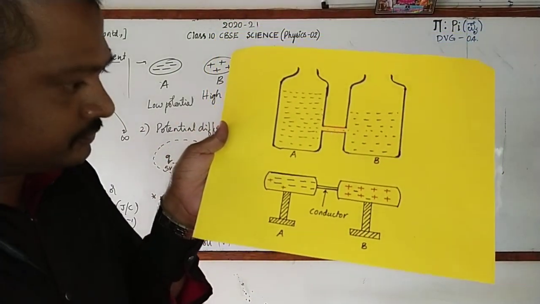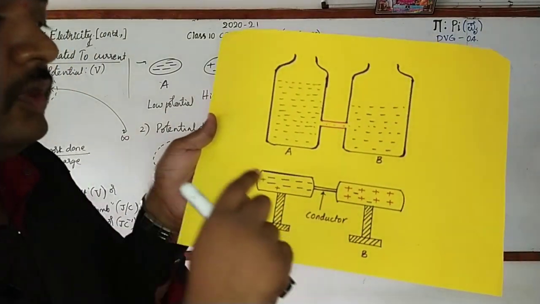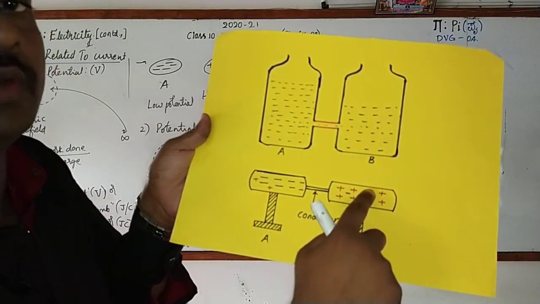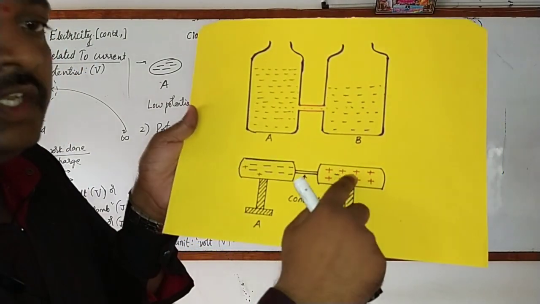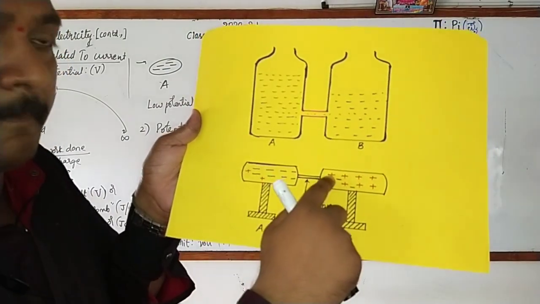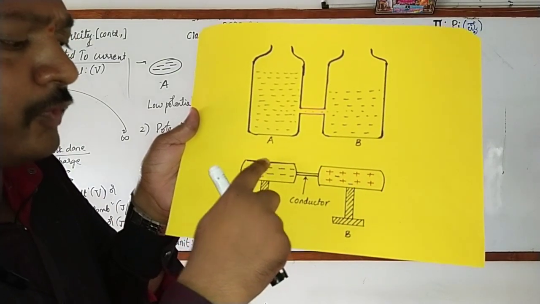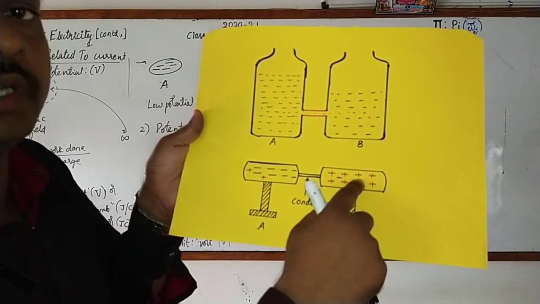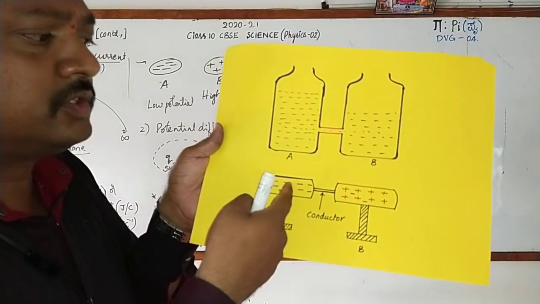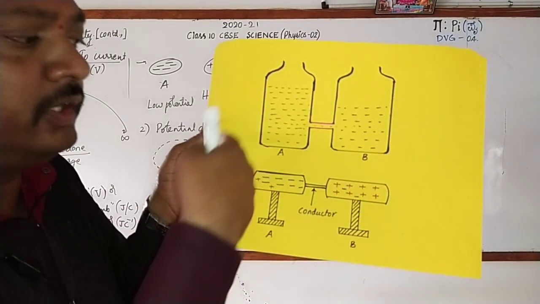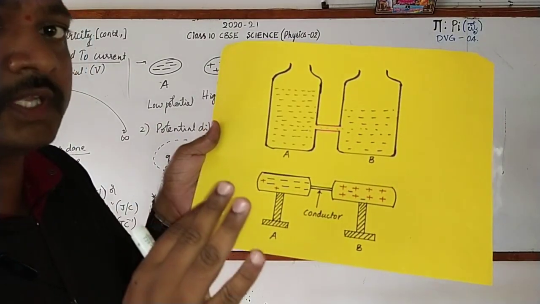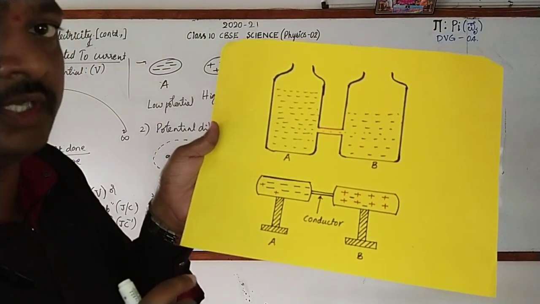We know that electrons will always flow from the electron-rich region to the electron-deficit region. Here more electrons are there, so for that connection we have given a conductor. Electrons will flow from body A to body B. If the charge particles, electrons, flow continuously from A to B, then only can we say that current is constituted.